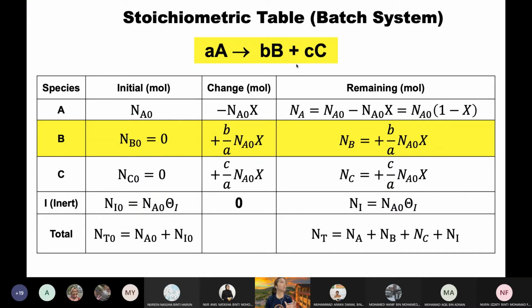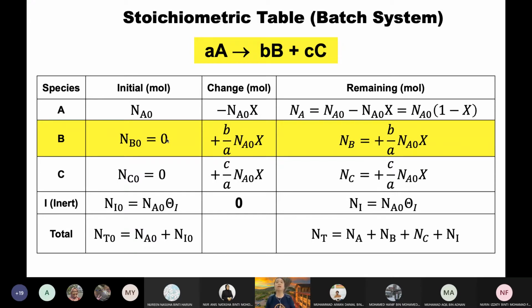So what happens to the stoichiometric table? Okay, so what happens? In the case of the initial amount of B, NB naught becomes zero. It's no longer NA naught theta B. Why? Because B is a product in this example. Or in this scenario, B is no longer a reactant, B is the product. But let's say you get confused anyway. Sometimes I know you learn a lot and you get confused. You remember NB naught must be NA naught multiplied by theta B.